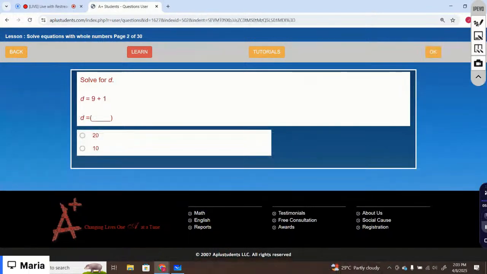Okay, solve for d. d equals 9 plus 1. Again, the variable d is already isolated. So you just have to add 9 and 1. So 9 plus 1 is 10. So d equals 10. Option number 2 is the correct option.